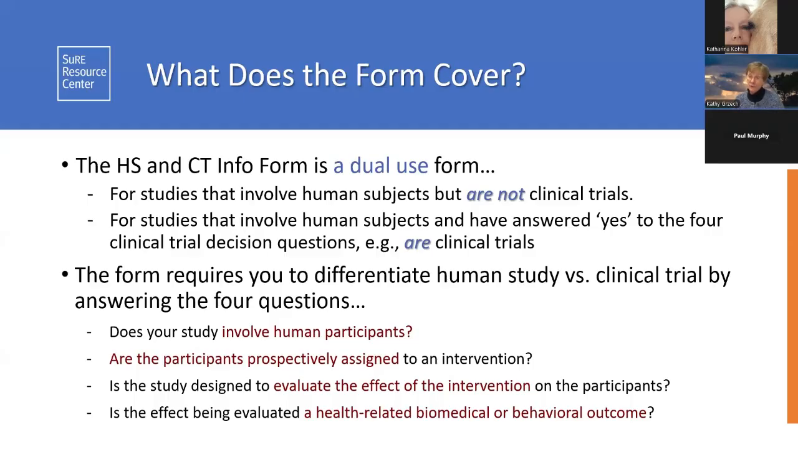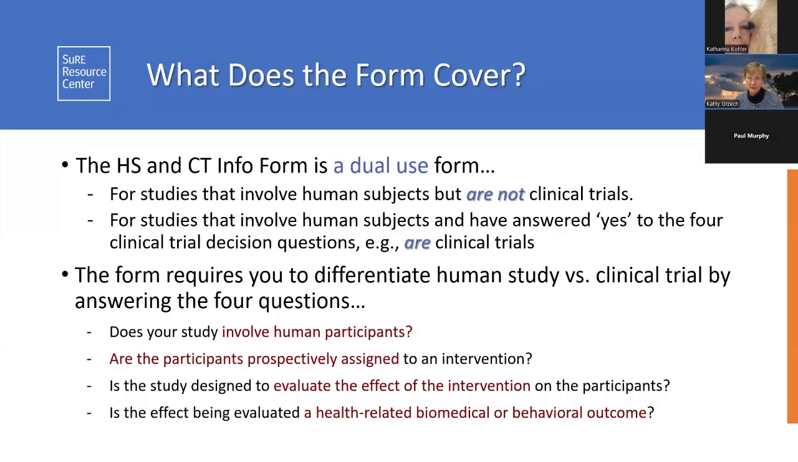So the form requires you to differentiate a human study versus clinical trials by answering those 4 questions. So you had already worked with those questions early on as you were planning your proposal to make sure you're eligible for R16 with this study. Here in this form, you are documenting that this is not a clinical trial. So you are answering these 4 questions. Does your study involve human participants?